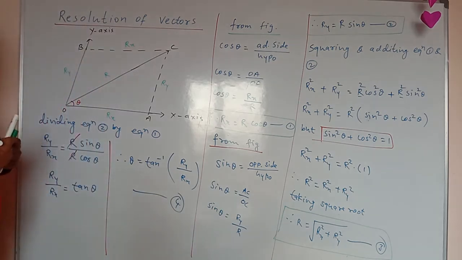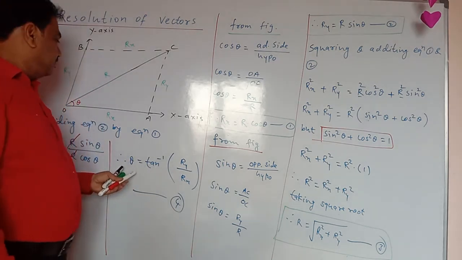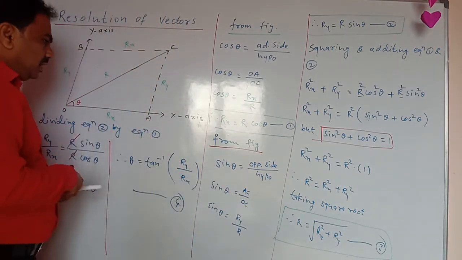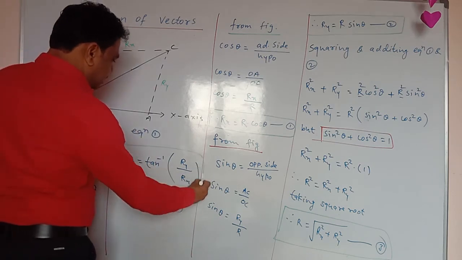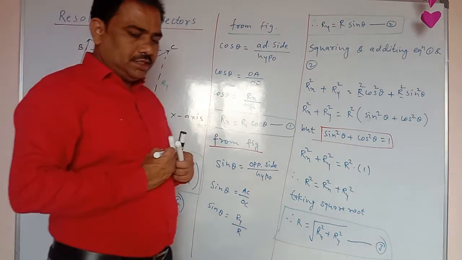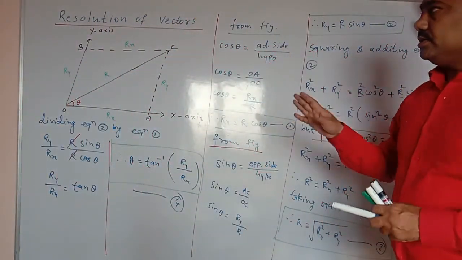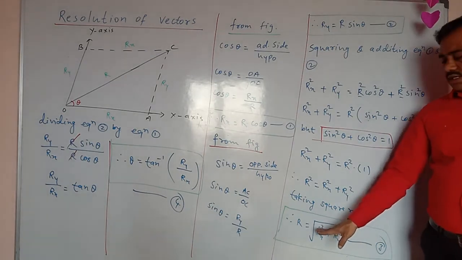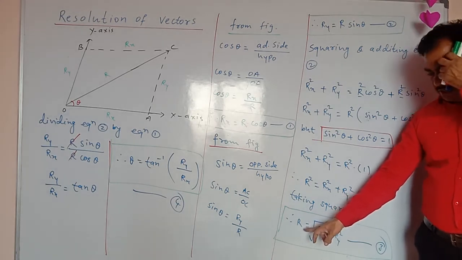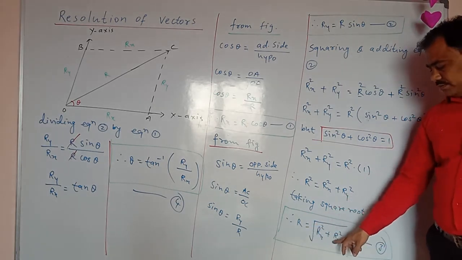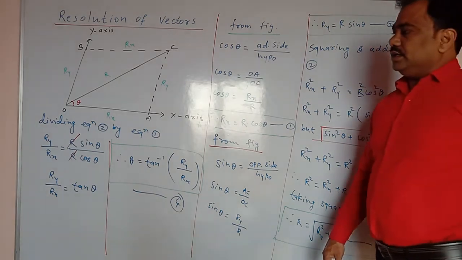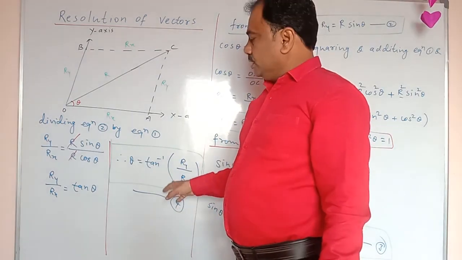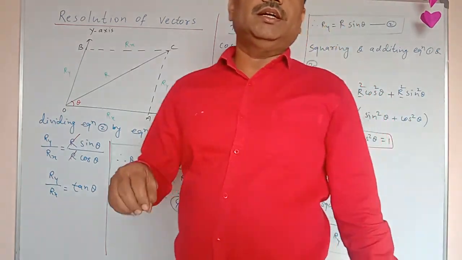Now this equation shows how to find the angle of inclination between Rx and R. These two formulas are so important that a number of questions may be asked on them, so you should memorize these two formulae. In the case of resolution of vectors, we should know how to calculate the resultant vector R. R is equal to under root Rx square plus Ry square, and the angle of inclination theta is equal to tan inverse of Ry upon Rx. These are the formulas to find the resultant and angle of inclination.